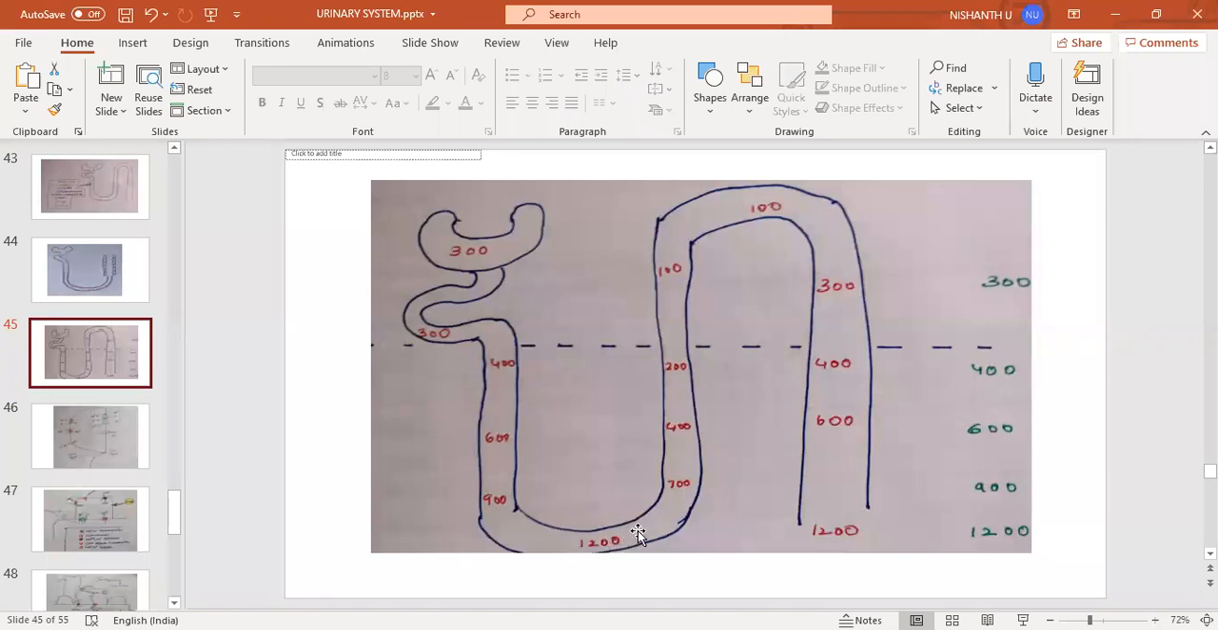Then once the fluid moves upward, here you can see the ascending loop of Henle. This is the thin ascending loop of Henle. When it moves to the thin ascending loop of Henle, interestingly, the water cannot be reabsorbed.